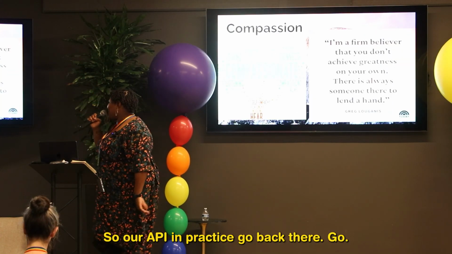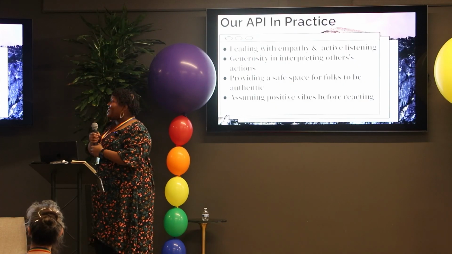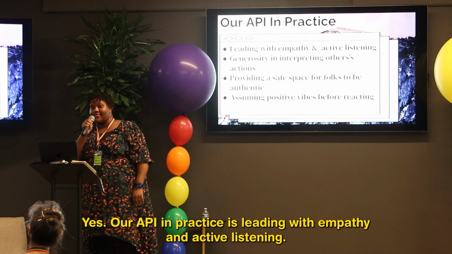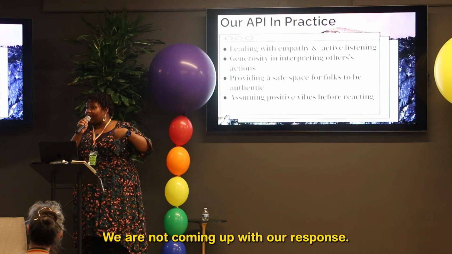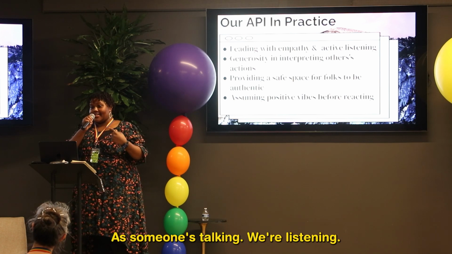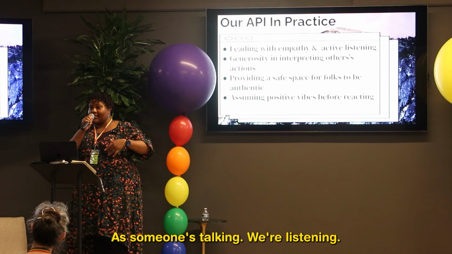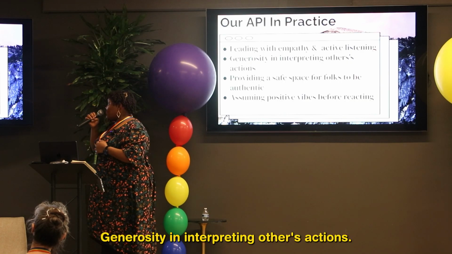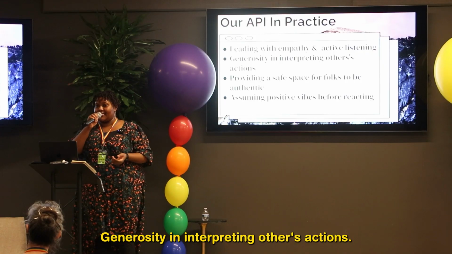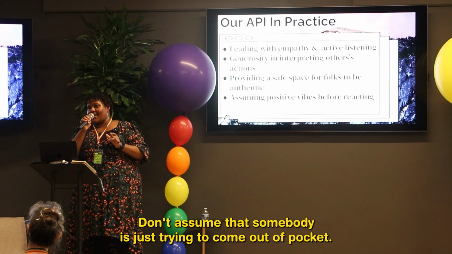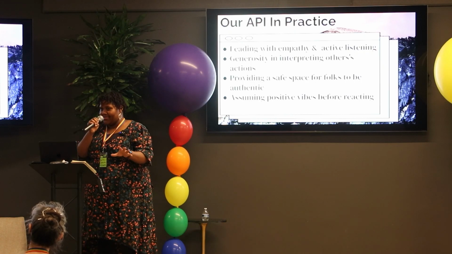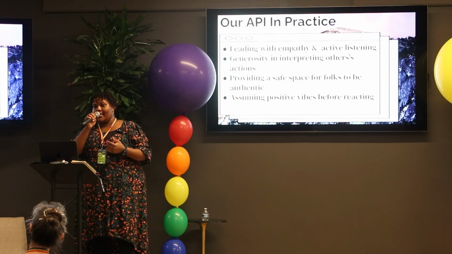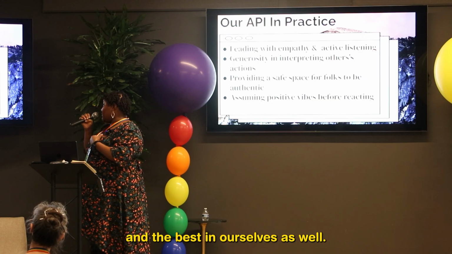So our API in practice is leading with empathy and active listening. We are not coming up with our response as someone's talking, we're listening. We're seeing how we can support them. Generosity in interpreting others' actions. Don't assume that somebody is just trying to come out of pocket. Try to assume the best of people and the best in ourselves as well.